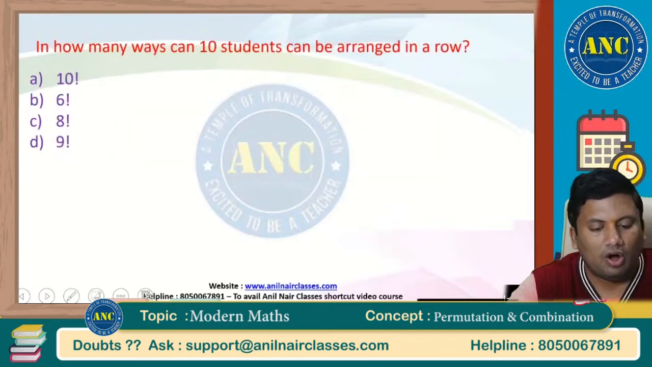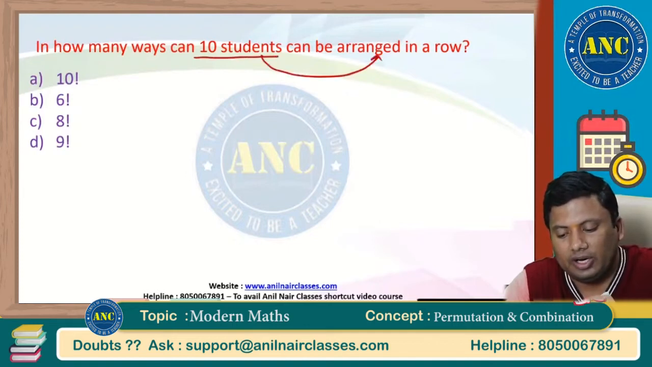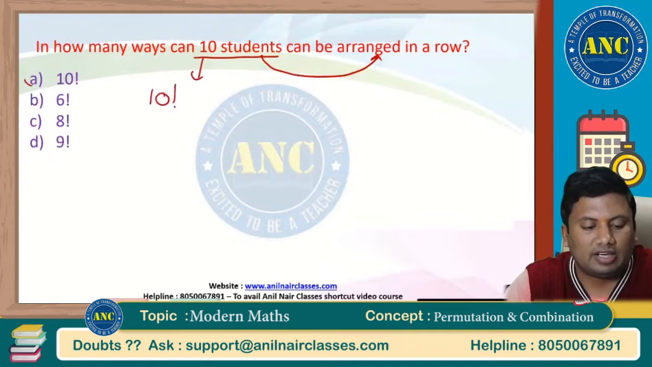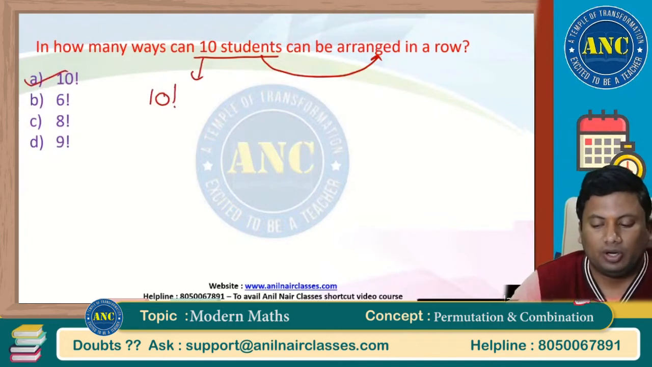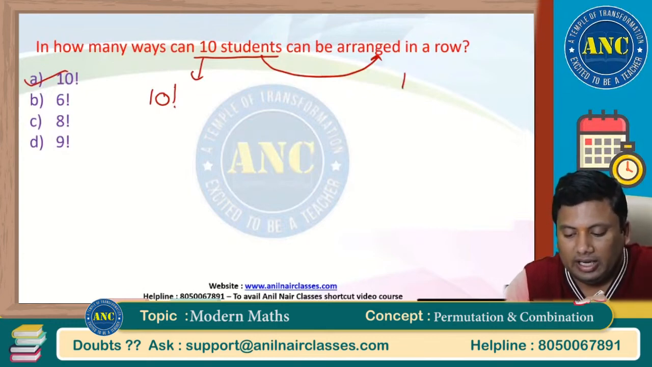Next question. All are previous year examination questions, sir. In how many ways can 10 students be arranged in a row? 10 students can be arranged in a row in 10 factorial ways. If it is in a circle, then it will be 9 factorial, right? Row means row, it is nothing but a linear arrangement.